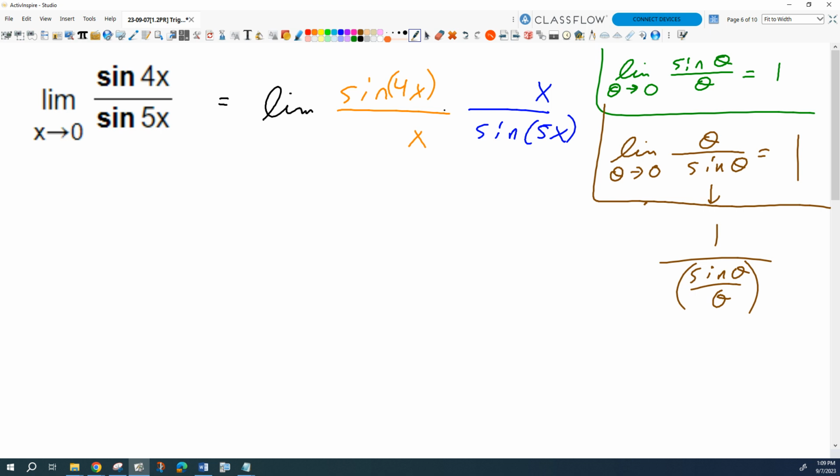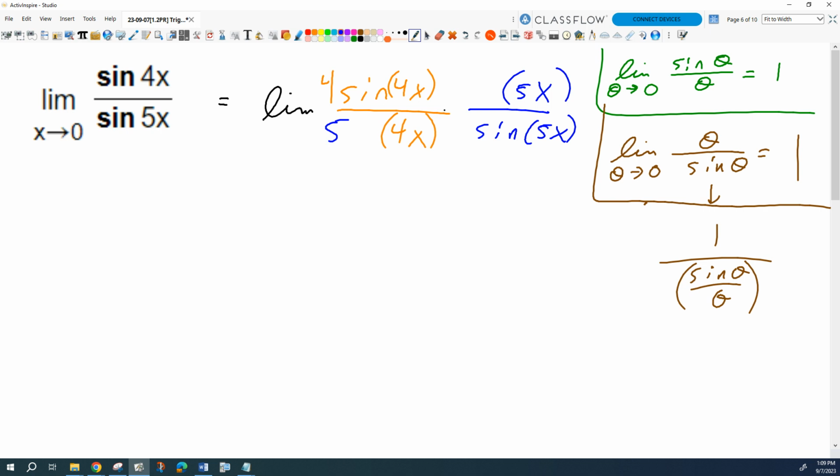But on top, I've just got sine 4x times x. On the bottom, I've got x times sine 5x. What else do I need for the orange one to work? 4. So what do I have to do? 4 over 4. So I'm going to put a 4 up there and a 4 down there. How about with the blue one? I need a 5. So I'm going to multiply the top by 5 and the bottom by 5. And now this is starting to look pretty good, isn't it?